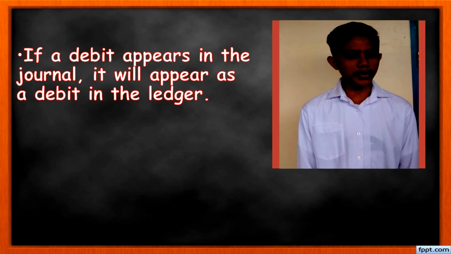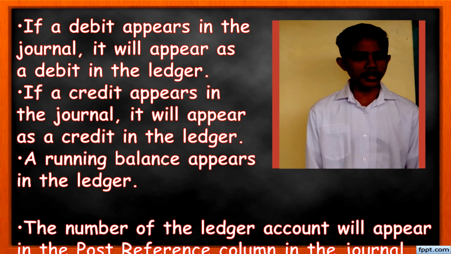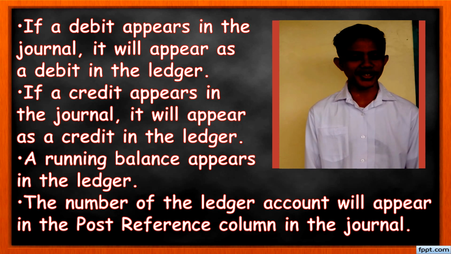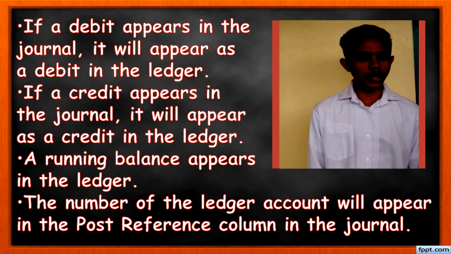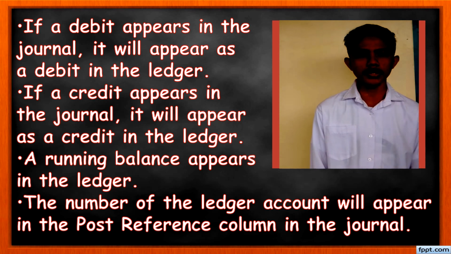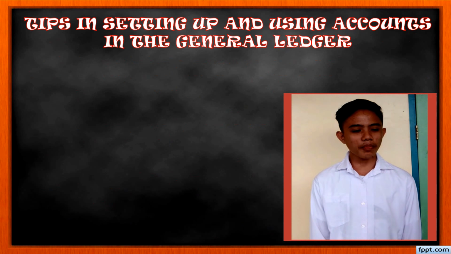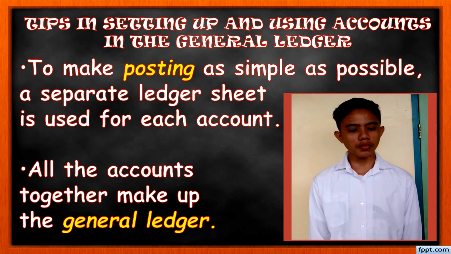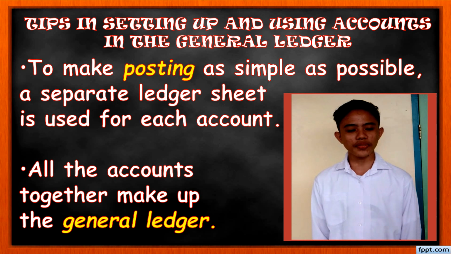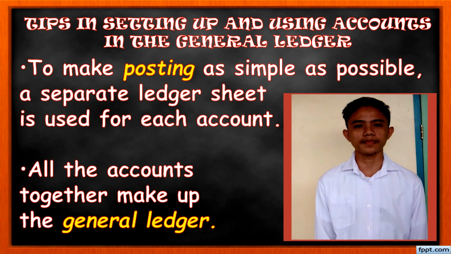If a debit appears in the journal, it will appear as a debit in the ledger. If a credit appears in the journal, it will appear as a credit in the ledger. A running balance appears in the ledger. The number of the ledger account will appear in the post-reference column in the journal. Tips in setting up and using accounts in the general ledger. To make posting as simple as possible, a separate ledger sheet is used for each account. All the accounts together make up the general ledger.